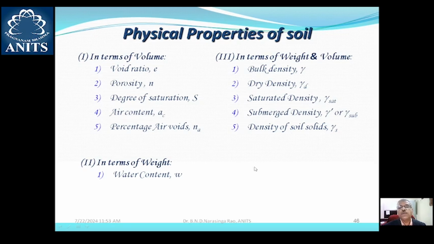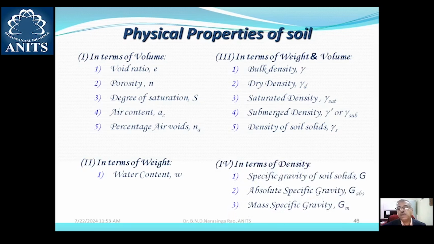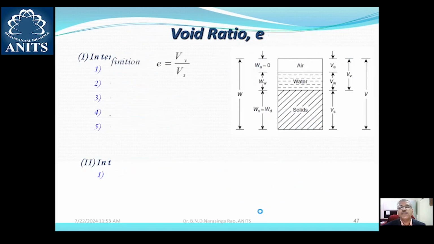And the fourth variety of physical properties are the specific gravities, which are defined in terms of the ratio of density of a material to the density of water. You already read it in physics in your schooling and in +2. So there are 3 types of physical properties which are defined in terms of the ratio of densities: specific gravity of soil solids, absolute specific gravity, and mass specific gravity. So let us try to understand each of these physical properties.